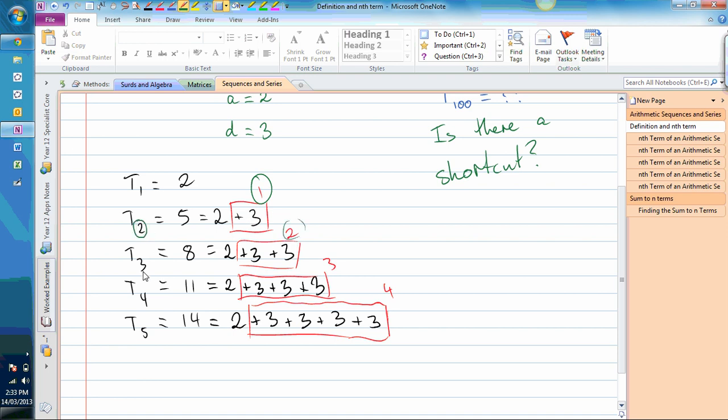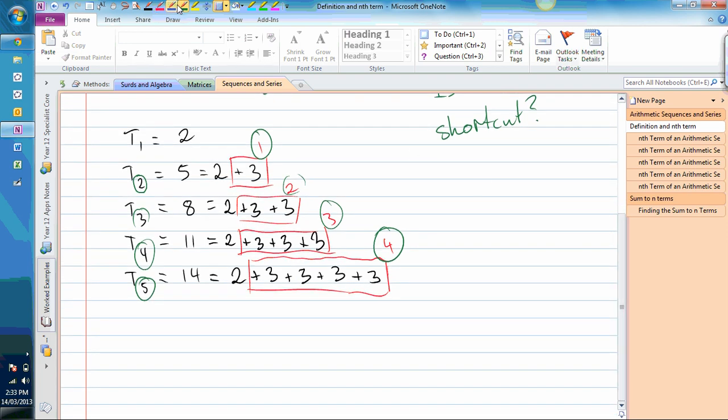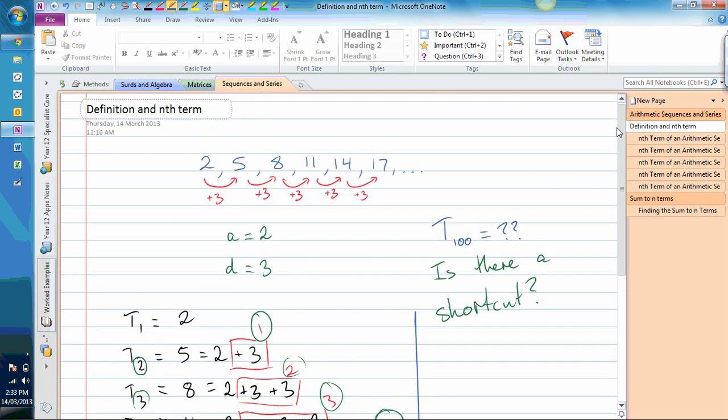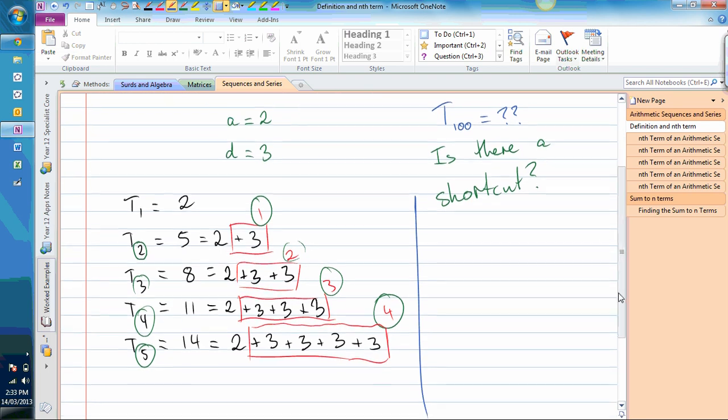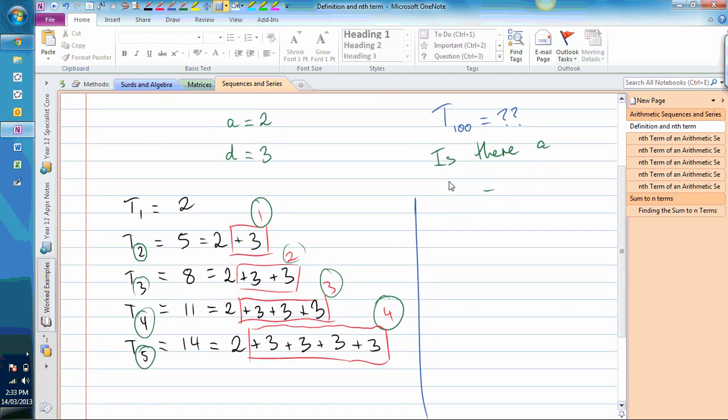And if we compare those two things, it's pretty easy to see that the number of 3s that we're adding on is 1 less than the number of the term. The number of 3s that we had to add on to get to that number is 1 less than the number of terms. So where does that leave us? What I want to do is rewrite this without thinking about this particular sequence that we're working with up here. I want to look at this more generally.